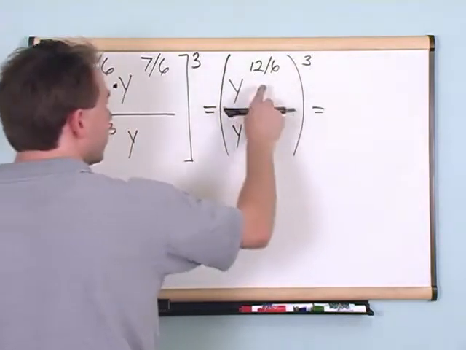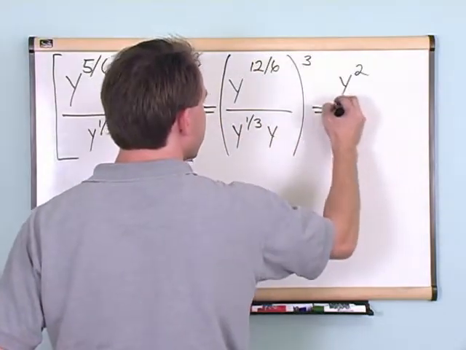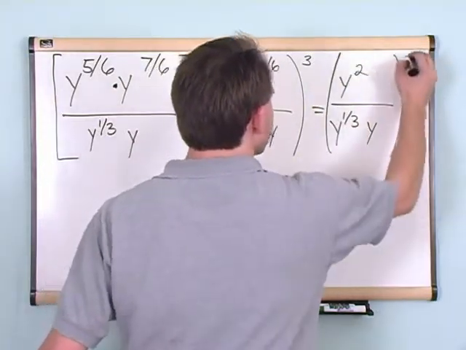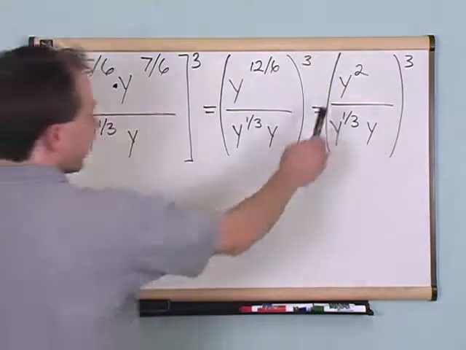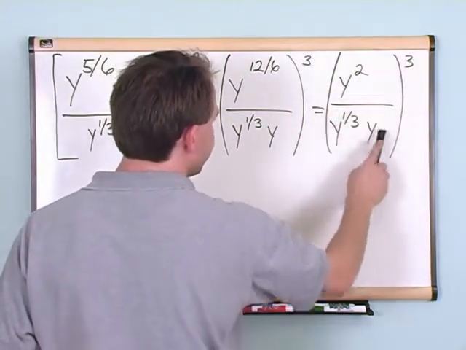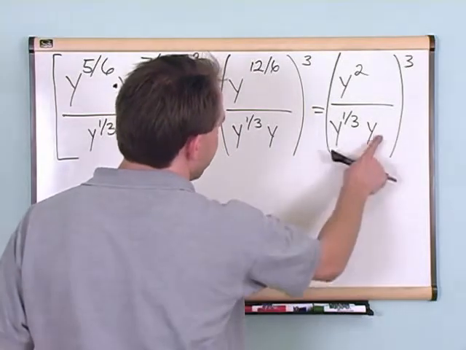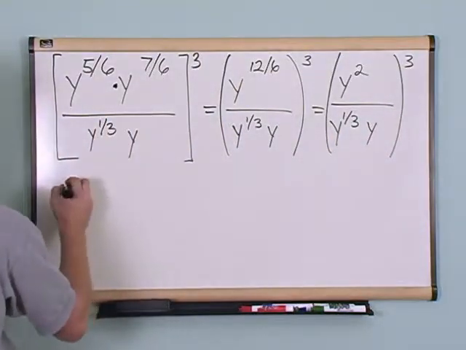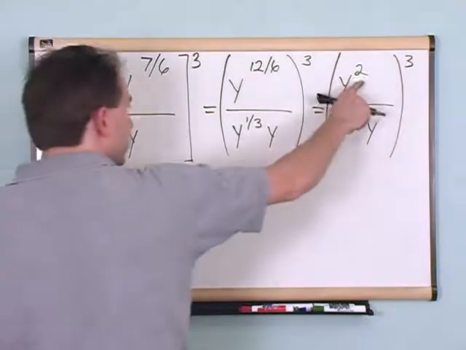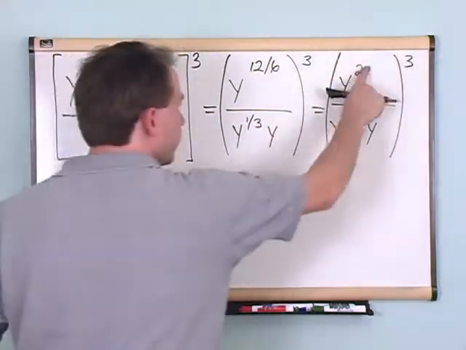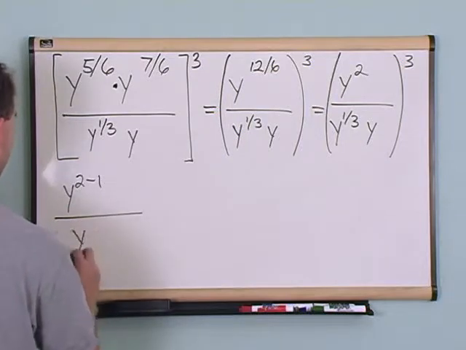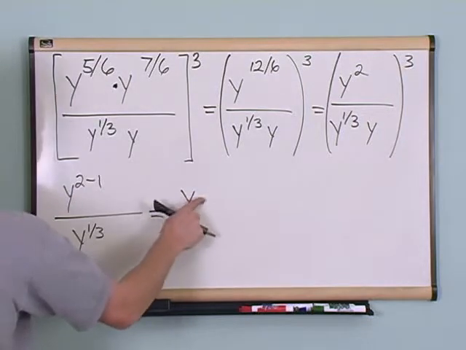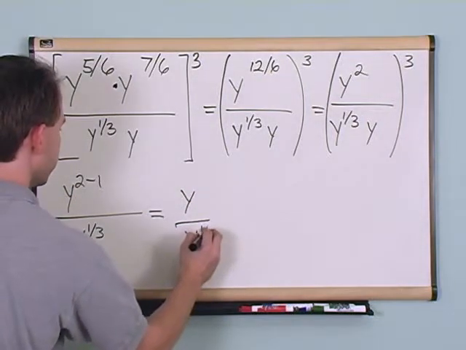Now don't forget, on the top, 12 divided by 6 is 2, so this is y squared. On the bottom, this is y to the 1/3 times y, and this whole thing, again, is cubed. Now here I've got a y squared and a y. I've got the same base and different exponents, so I can just subtract those two. So on the top it's going to be y to the exponent of 2 minus 1, over y to the 1/3. 2 minus 1 is 1, so I'm left with y over y to the 1/3.